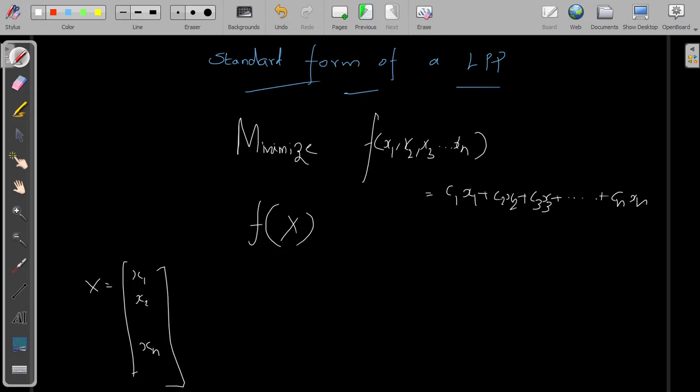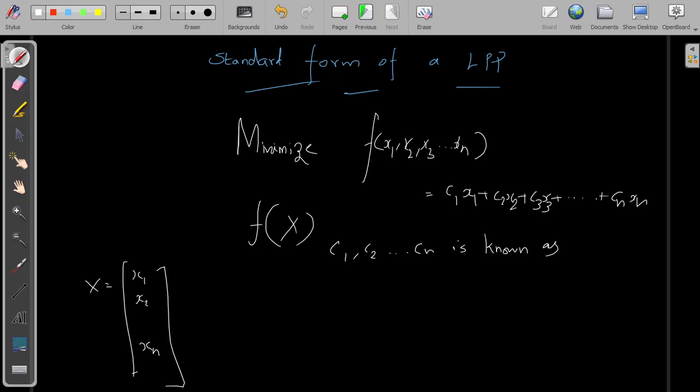The C1, C2, C3, C4, etc. are known as the coefficients, and x1, x2, x3, etc. xn are known as decision variables, and b1, b2, b3, etc. I'm not defining b1, b2 here. So this is the objective function.